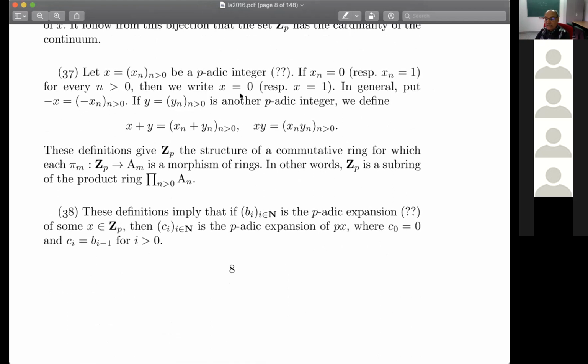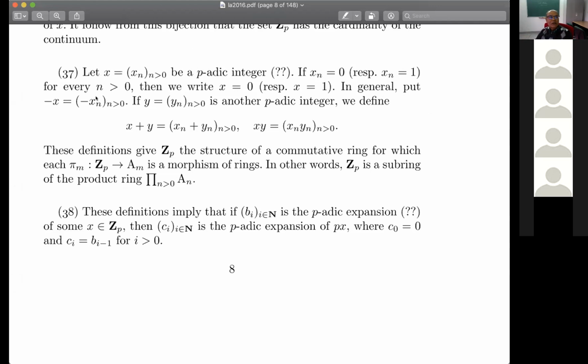Now I'm going to make this Zp into a ring. One has to define addition and multiplication and say which element is the 0 element, which element is the unit or 1 in that ring. So the 0 element is the one for which xn is 0 for all n. A p-adic integer x is such a family, xn, where xn is from Z modulo p to the n, and if each xn is 0, then I say that x is equal to 0. And if each xn is equal to 1, then I say that x is equal to 1.